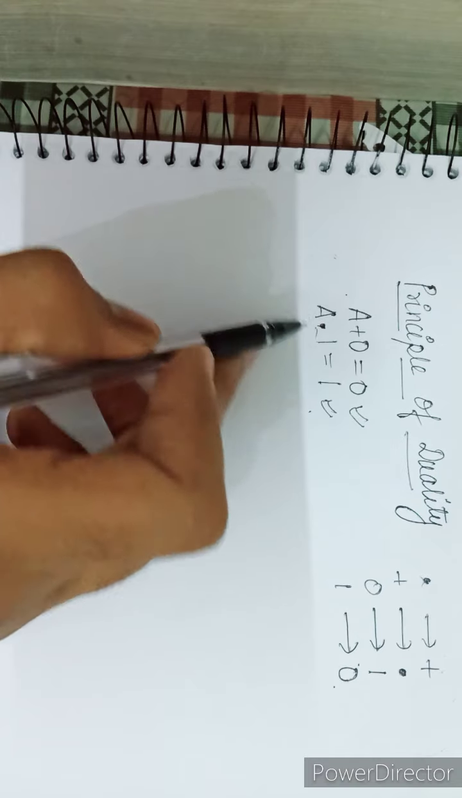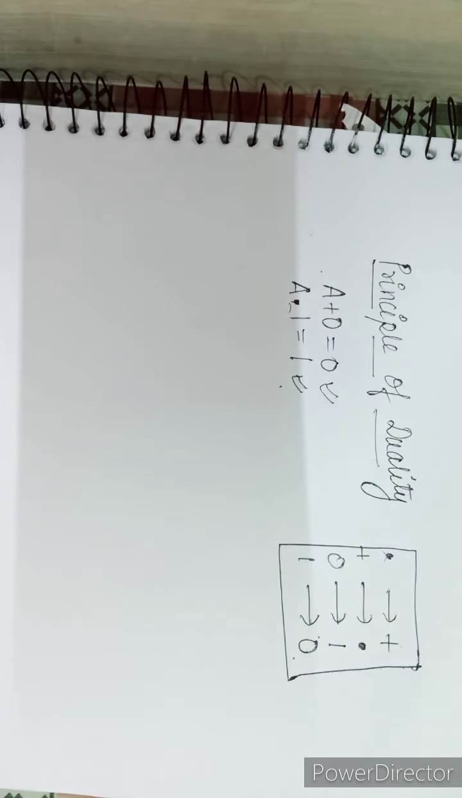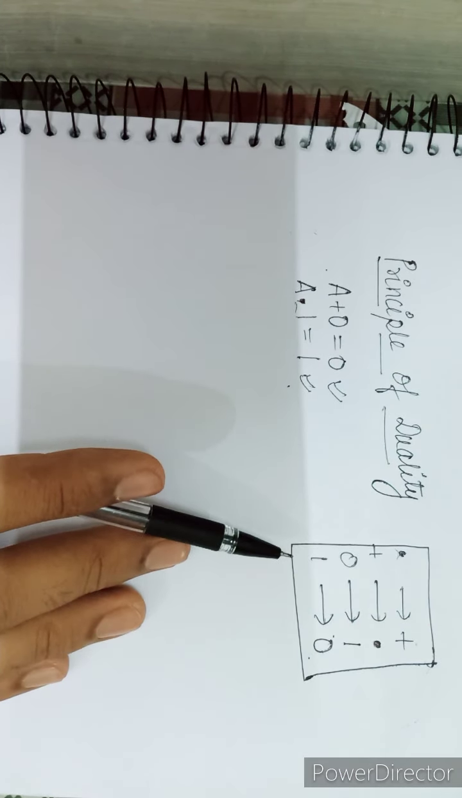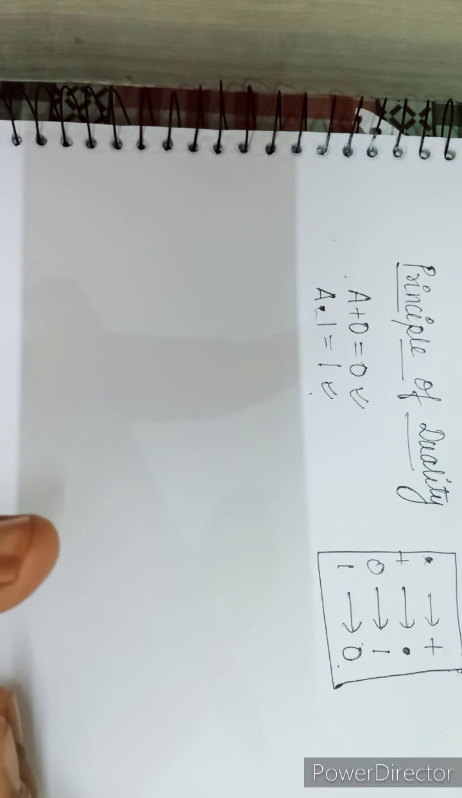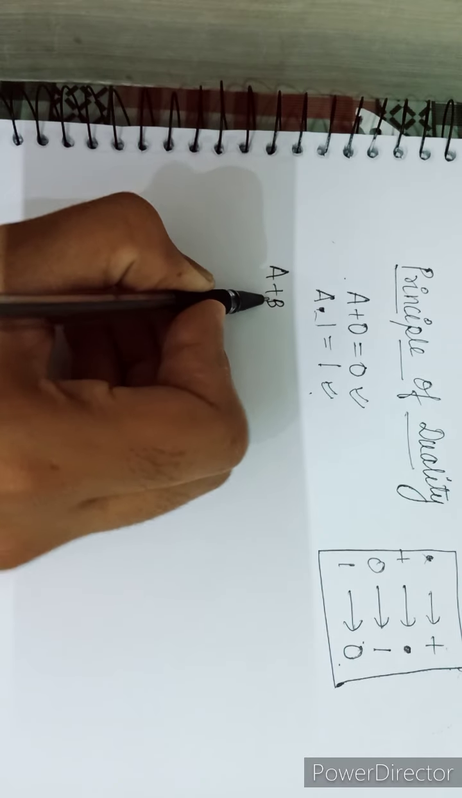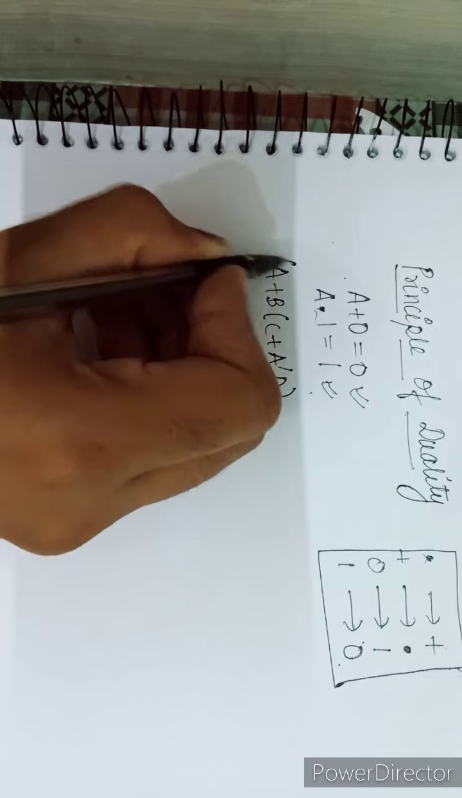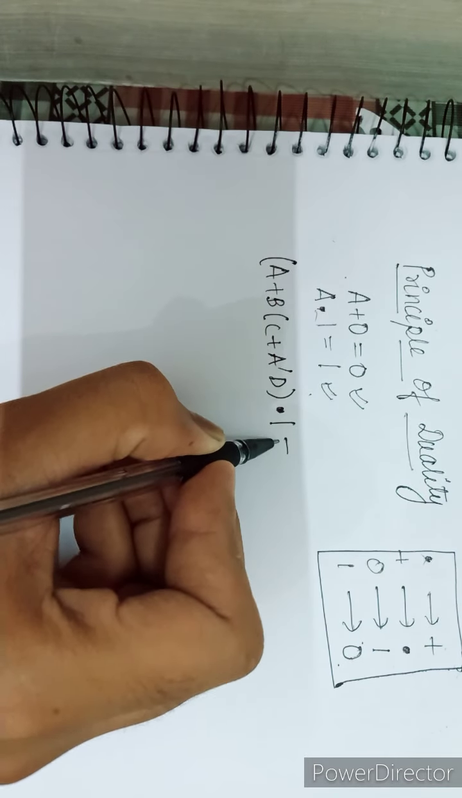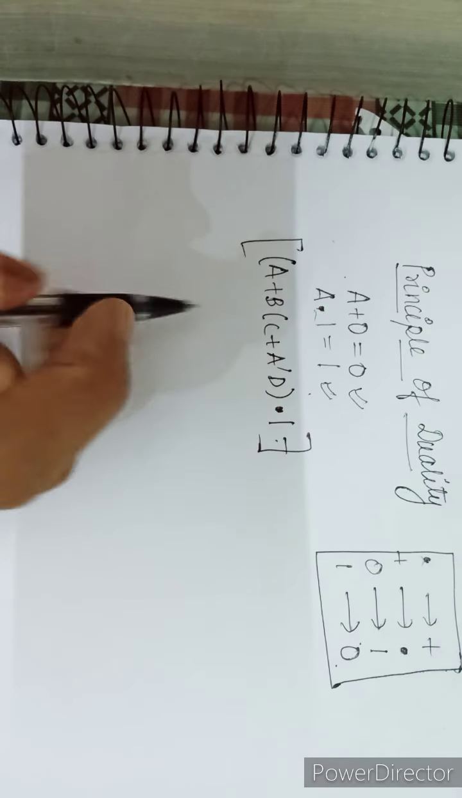Now what you have to remember, the main thing is this principle of duality. In the exam you can expect one question from this topic, as you will be given one Boolean expression and you have to write the dual form of this expression. So let us take an example. A plus B, C plus A bar D into 1. We have to write the dual form of this Boolean expression.